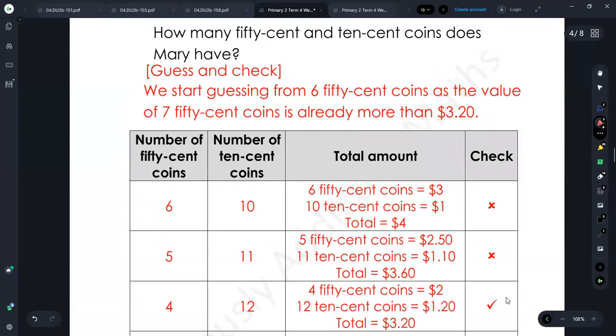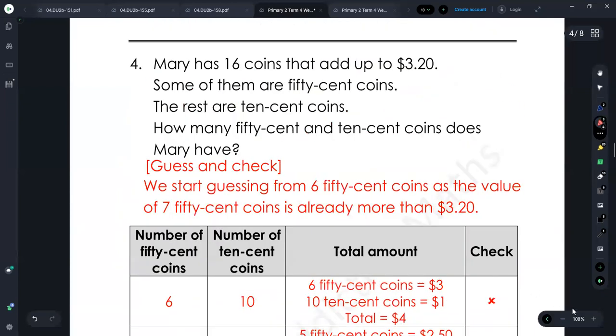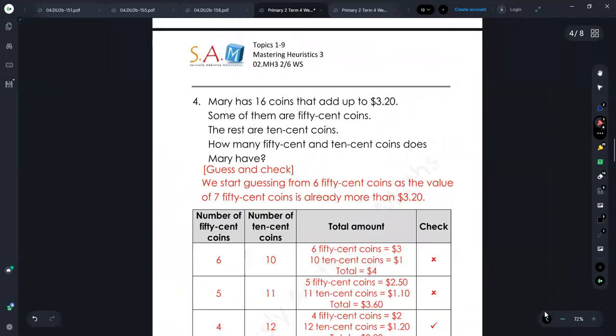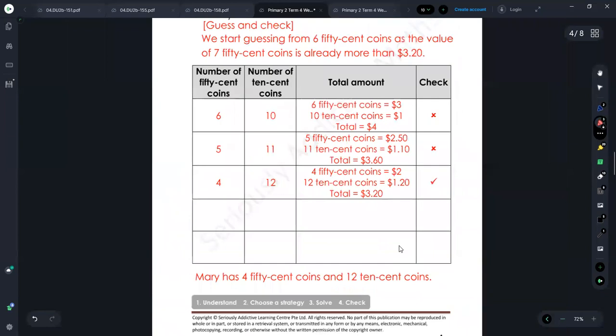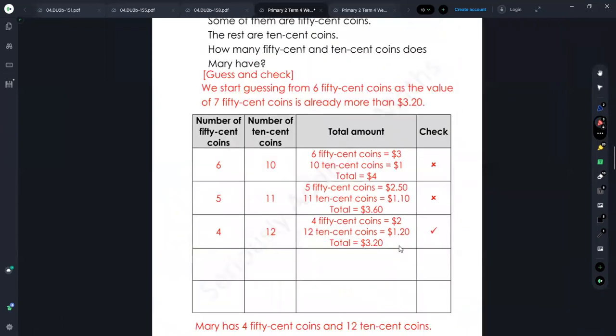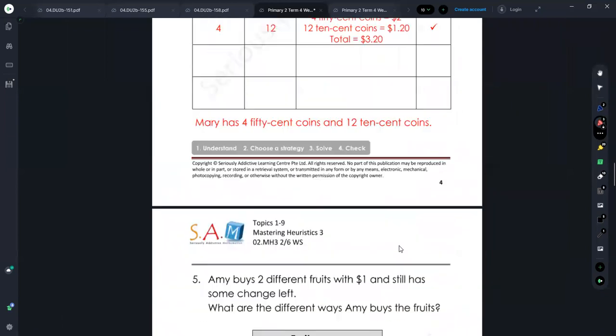All right, this one is guess and check. I think they should be able to do this. Let me see. 16 coins. Yeah, so I think they know this, right? We've done a lot of practice. So I think skip this question. If you like, you can assign this to them as homework to practice again. So skip number 4.